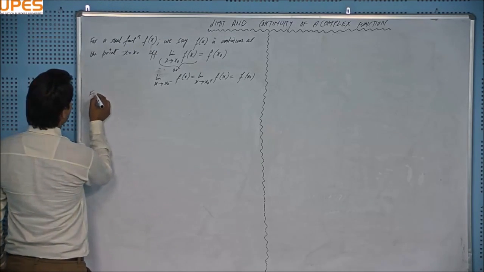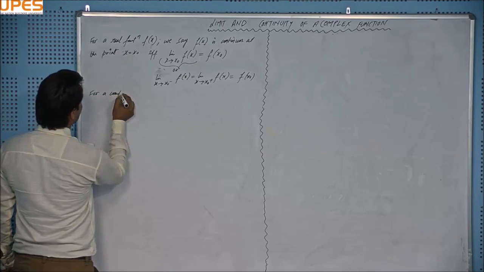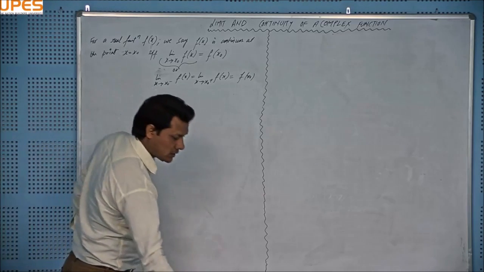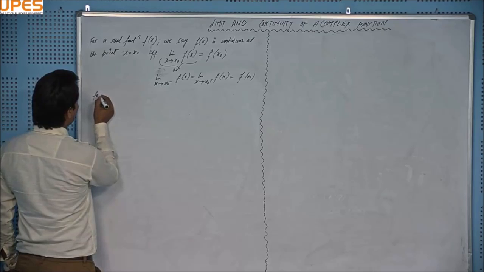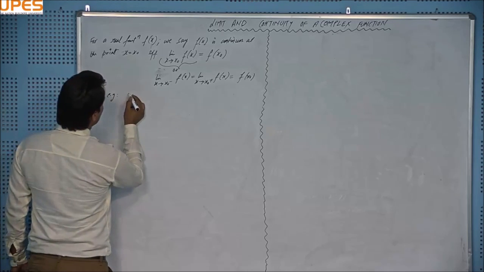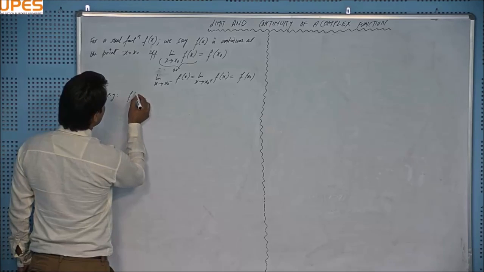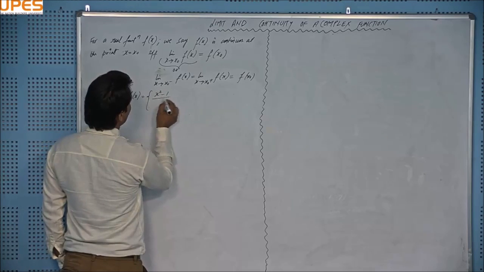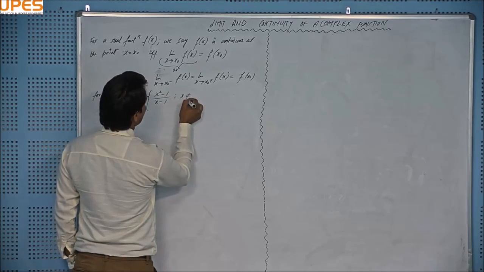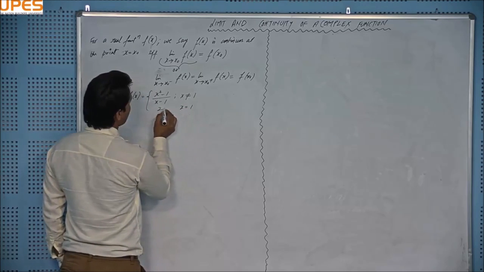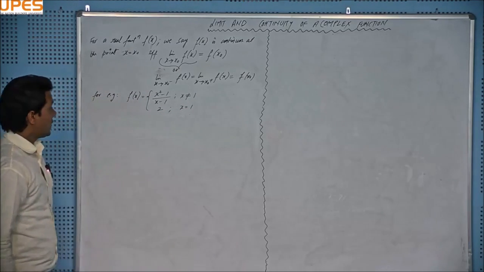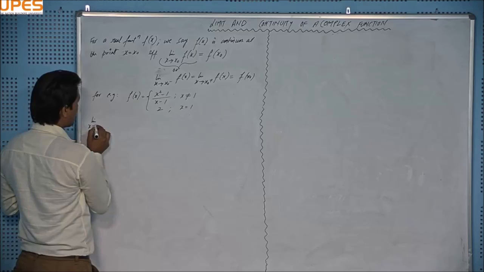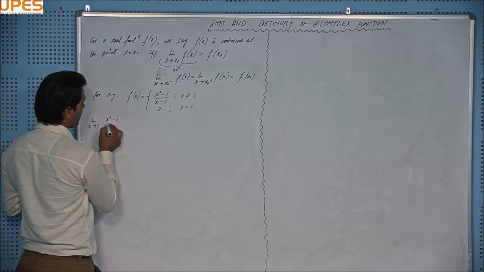Let me give an example of this first. Let's take a small example. If you take f(x) equal to x square minus 1 upon x minus 1, where x is not equal to 1, and for x equal to 1 we have 2, right? And if you see that, first I will find the limiting value of limit x tends to 1 of x square minus 1 upon x minus 1.